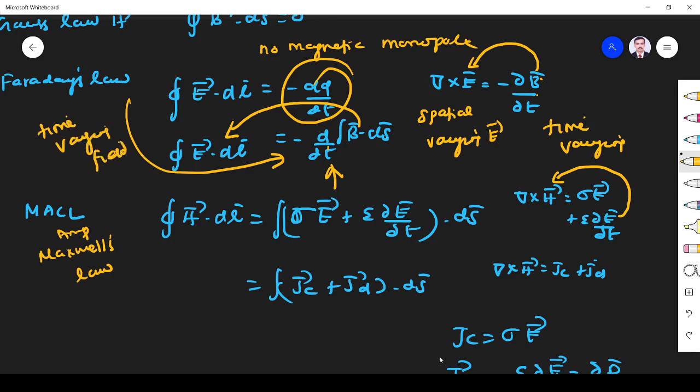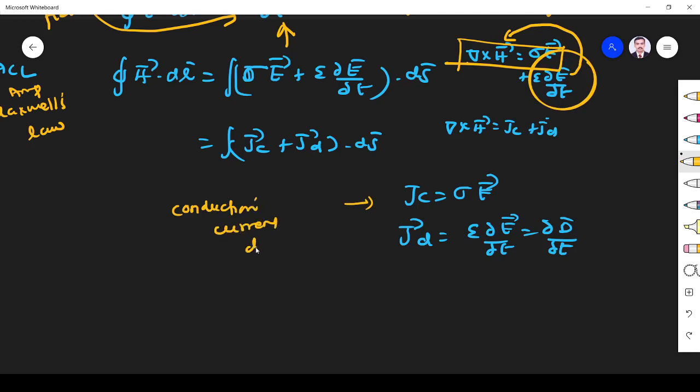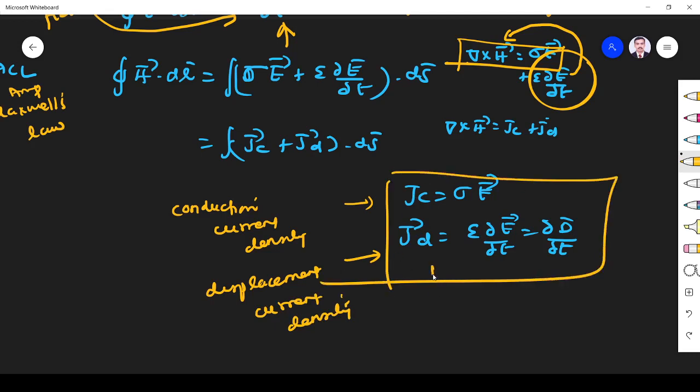Fine. Next we have to see Ampere circuital law. Ampere circuital law is del cross H is equal to J only, up to this. Maxwell introduced this term. So this is J. Jc is conduction current density. This is Jd, displacement current density. The biggest contribution of Maxwell to EMF, or the whole world, is displacement current density, Jd.